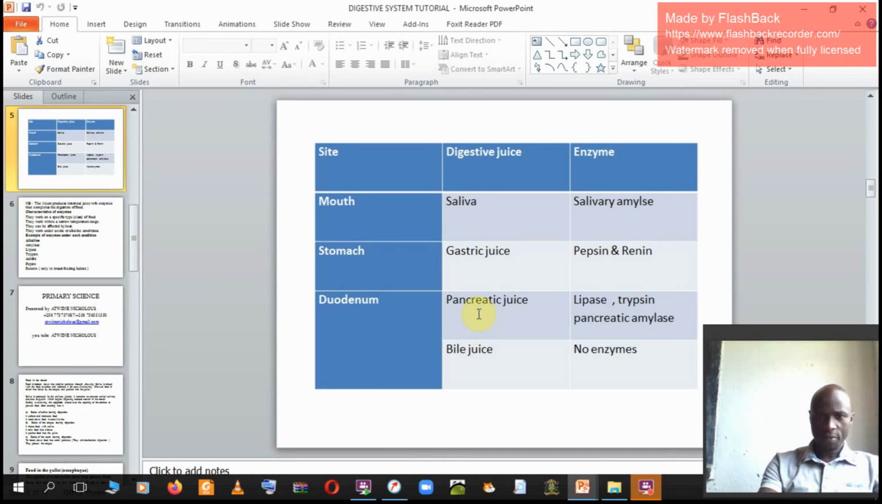In the duodenum, we find two digestive juices. We have pancreatic juice. It contains lipase, trypsin, and pancreatic amylase. Amylase acts on starch, while lipase acts on fats. Trypsin acts on proteins to finish the process. Then we have bile juice, and there are no enzymes. But the role of bile juice is to emulsify fats, or sometimes we say it breaks down fats.